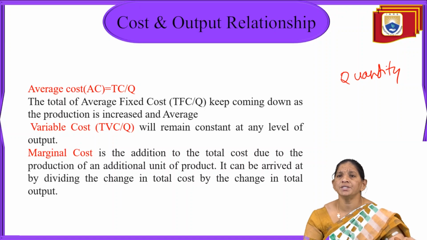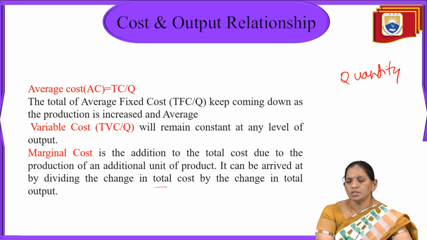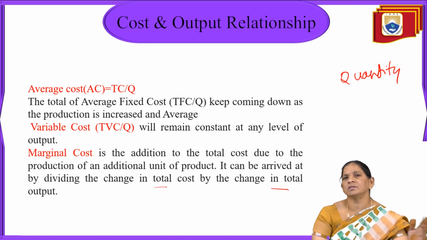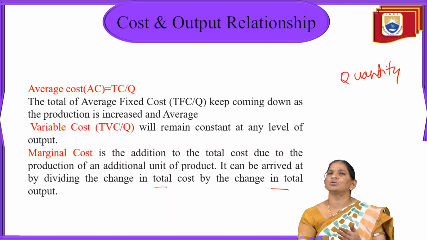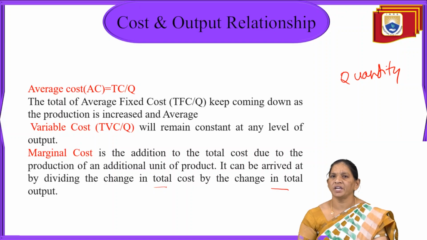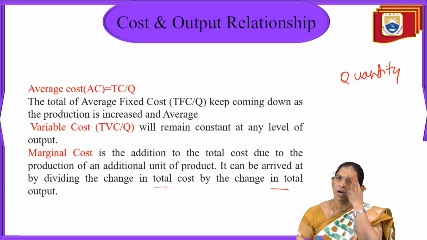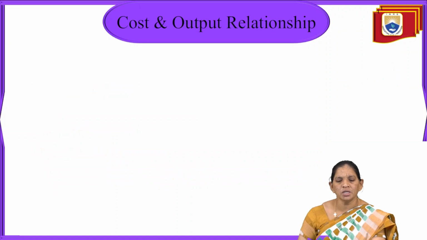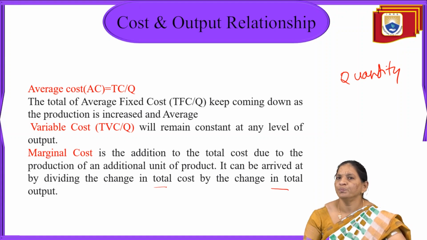This marginal or additional cost we can arrive at by dividing the change in the total cost by the change in the total output. Any changes that occur, maybe in the average variable cost or in the fixed cost, we are able to identify. So these are the three types of cost: we want the total cost, total fixed cost and total variable cost, and we should find the average cost and also the marginal cost. These are the three important costs which we are able to identify.